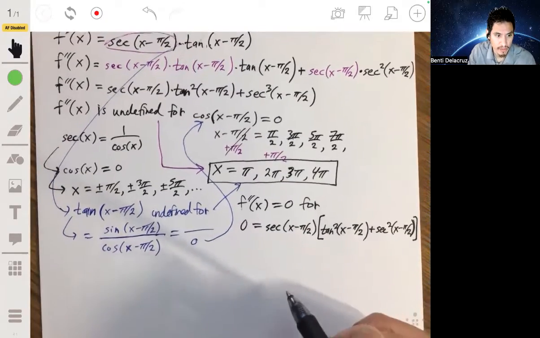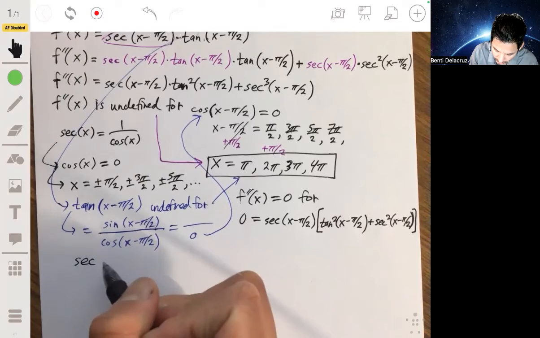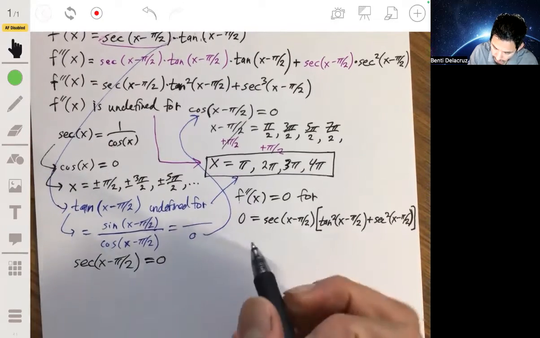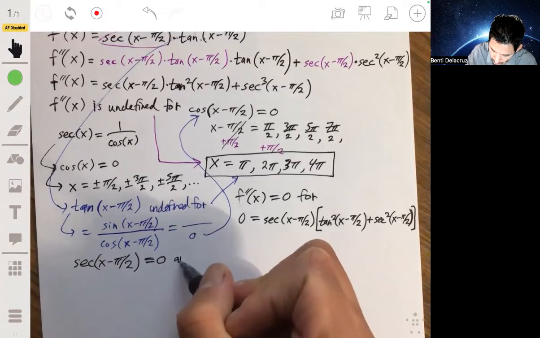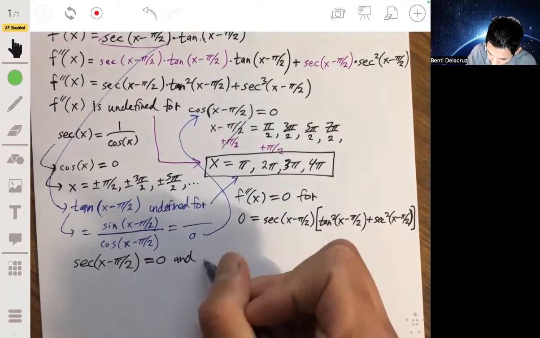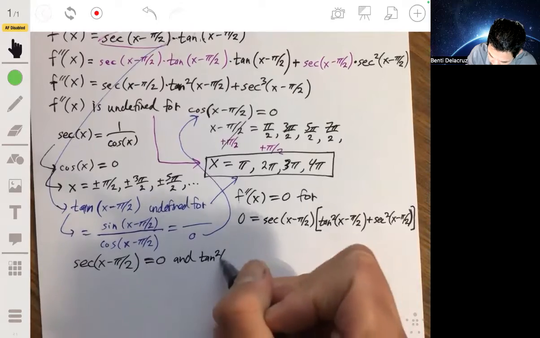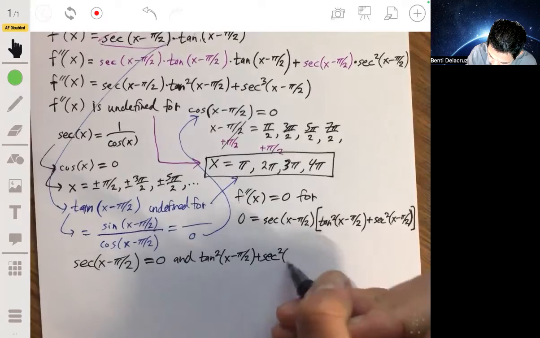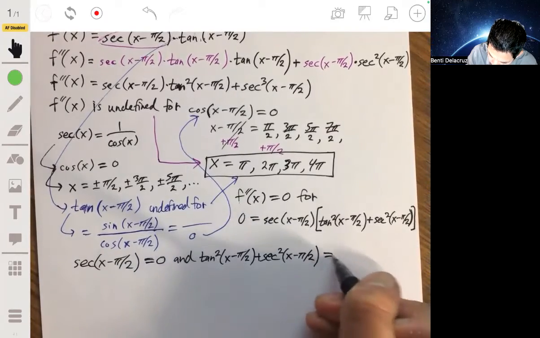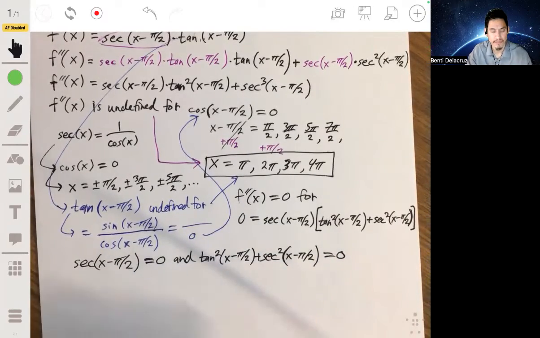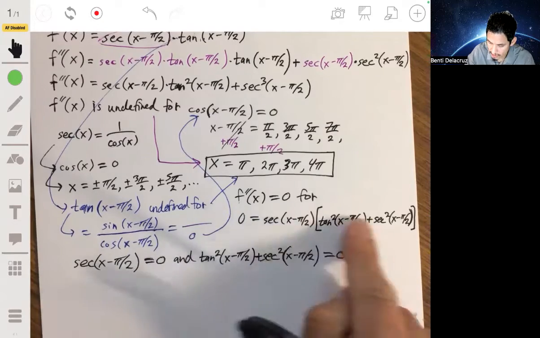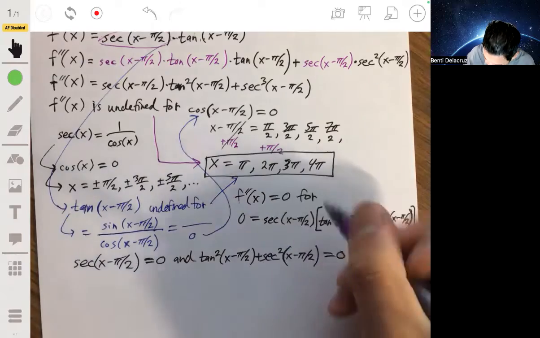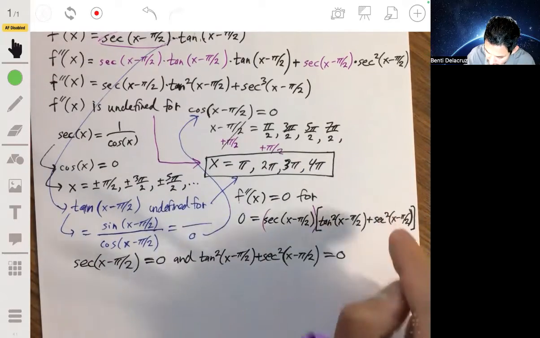Let me actually go over here. We want to find where the secant of x minus pi over 2 is equal to 0, and when this in here is equal to 0: when tangent squared of x minus pi over 2 plus secant squared of x minus pi over 2 equals 0. Because if either of these equals 0, the whole product will be 0. So 0 times anything is 0, and 0 times anything is 0.